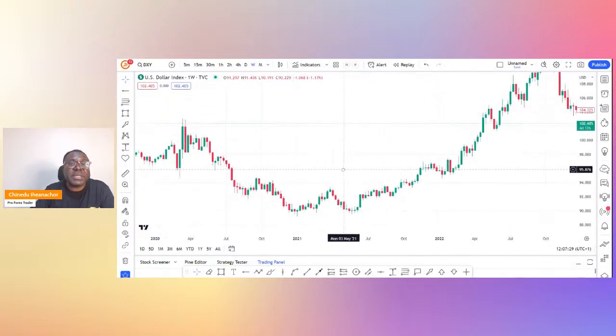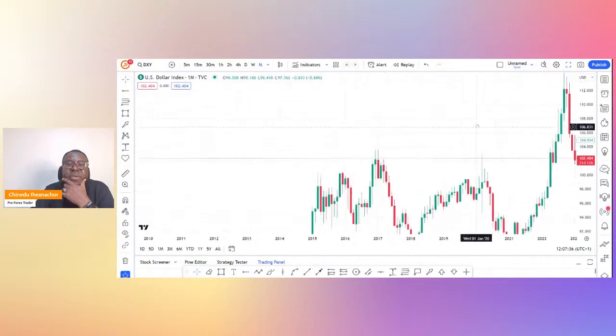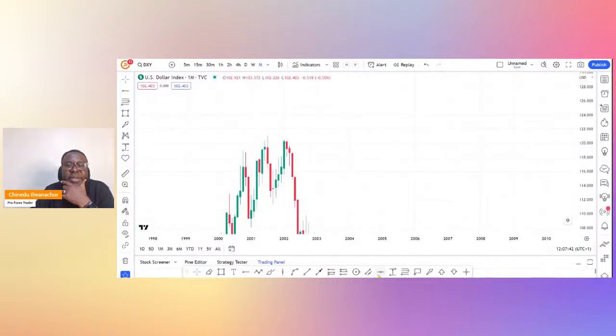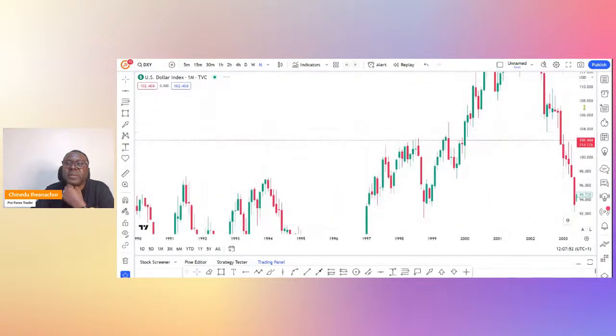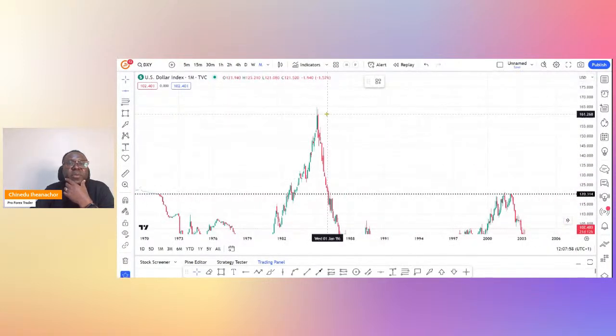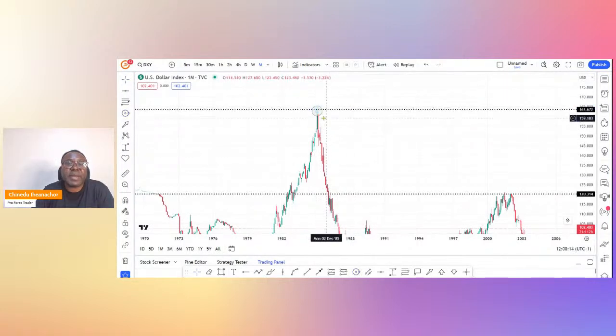You can see this is the weekly time frame. I think this is the all-time high. Let me move it to the monthly time frame. Here is the all-time high. I can just put a line there for the dollar index. No, that's not the all-time high. This is the all-time high here. Wow, 163. There was a time the dollar index was 163, and that was February 1984, March 1985. Amazing, all-time high.